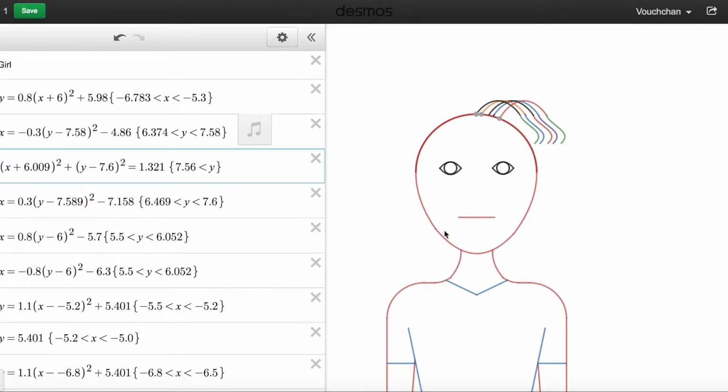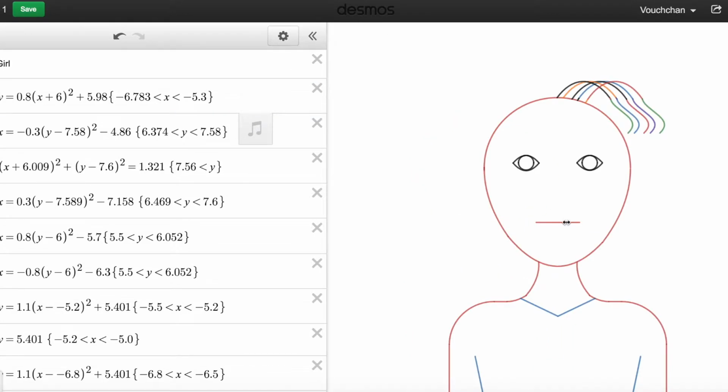To make a curve for my face, I use the quadratic formula in vertex form. So this is my formula: I substituted with 0.8(x + 6)² + 5.98, and I also want to limit the domain of my parabola, so I use negative 6.783 smaller than x, and x is smaller than negative 5.3.